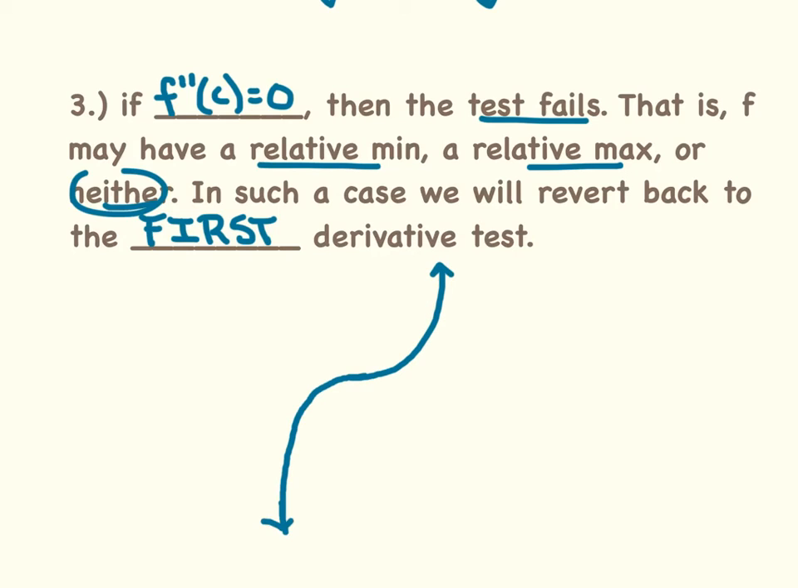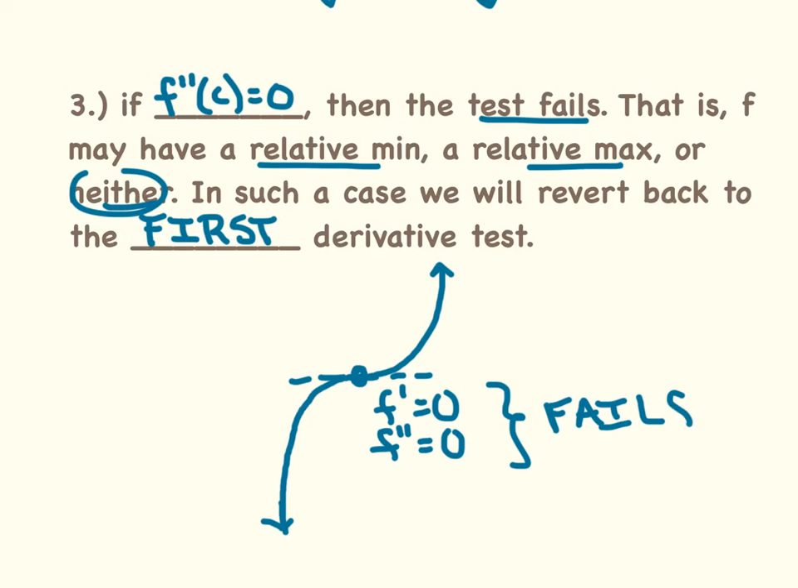And so what you'll notice is at this point right here, f prime equals 0 because there's a horizontal tangent line right there, slope of 0, and simultaneously f double prime equals 0, and you'll notice the change in concavity, and that's where the second derivative test fails or is inconclusive.